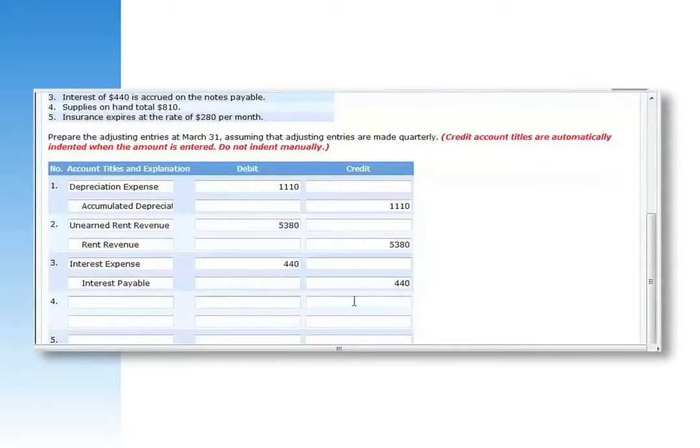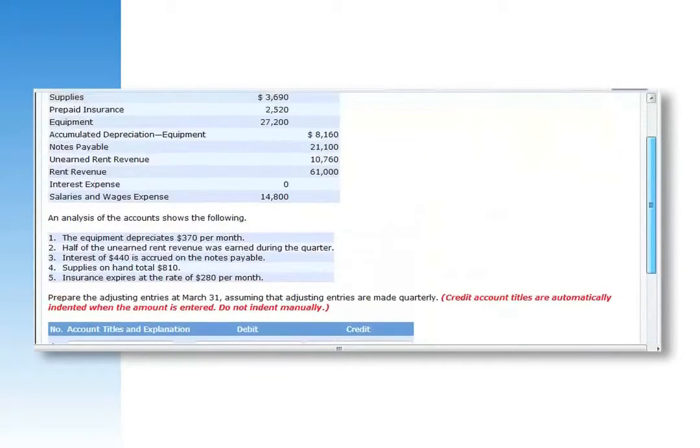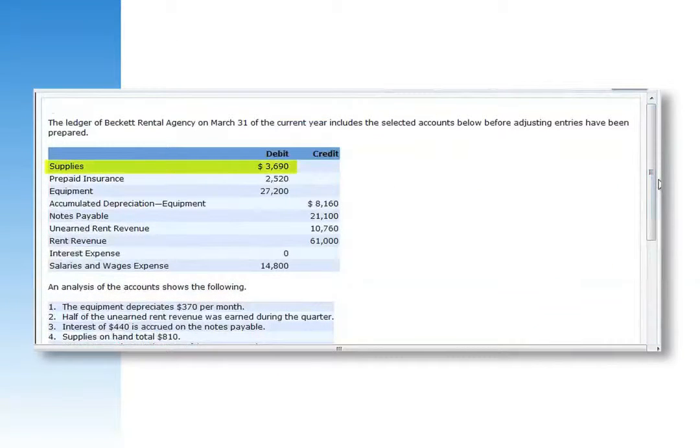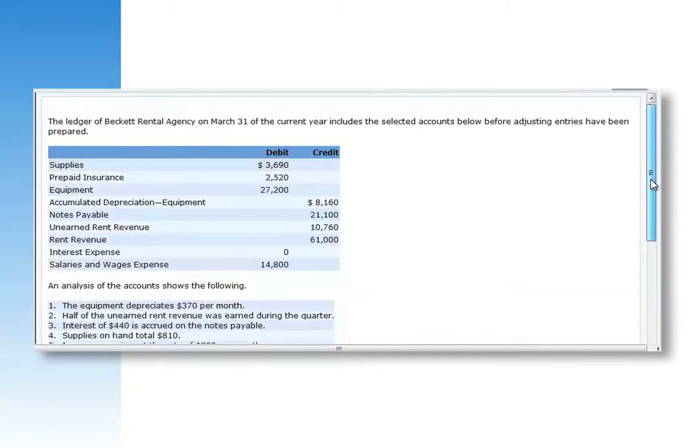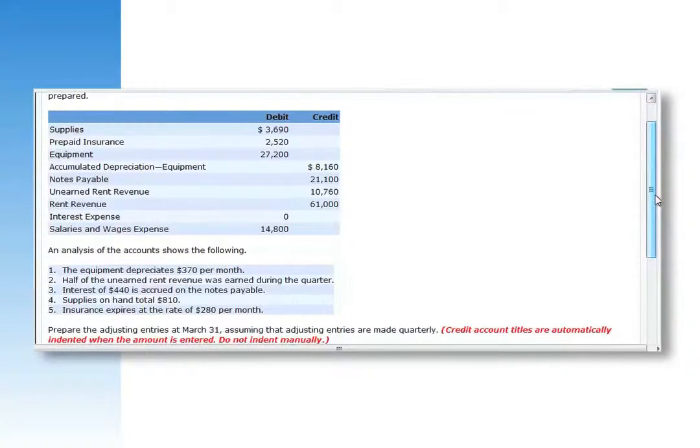The fourth item relates to supplies. The unadjusted balance in supplies is $3,690. And we're told that supplies on hand at the end of the period totaled $810, which means they went out and counted their supplies and found that they had supplies with a cost of $810 remaining. So, to determine the required amount of the adjustment, let's look at some T accounts.